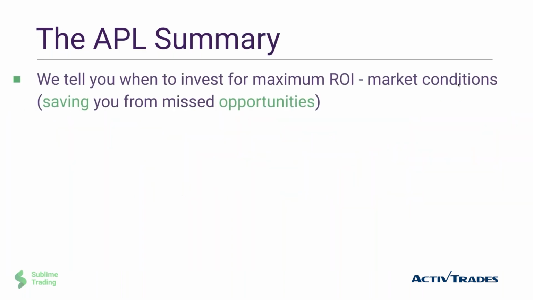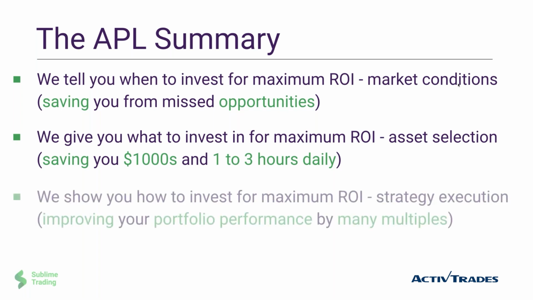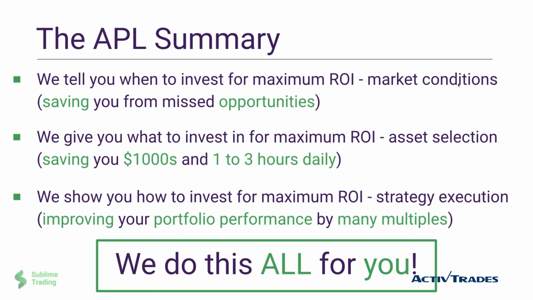So the APL summary: we tell you when to invest for maximum ROI, saving you from missed opportunities. We do the scanning for you. We do find the assets. We save you thousands in scanner subscription costs and 1 to 3 hours daily. And we show you how to invest for maximum ROI, strategy execution. Ultimately, you'll copy our portfolio, improving your performance by many, many multiples. We do all of this for you.